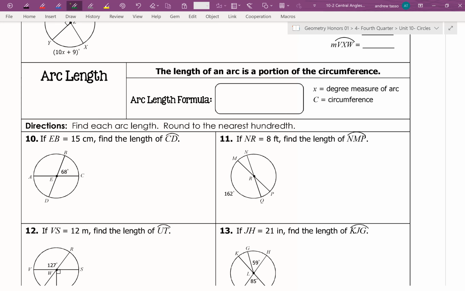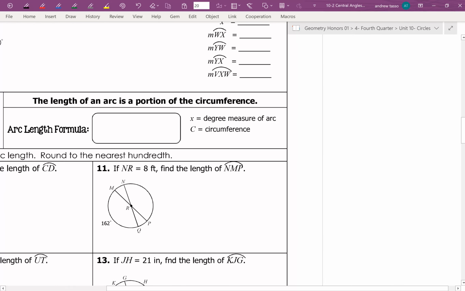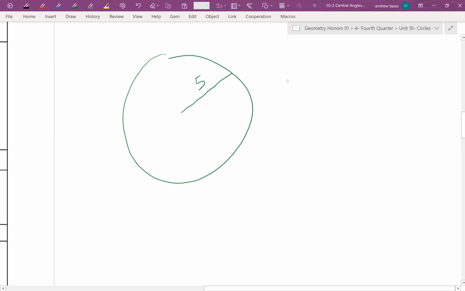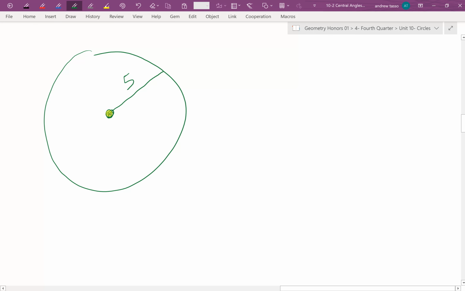All right, so on to the next part. So this is quite important, arc length. So the formula that we're going to be using is the following. Maybe I can start with a quick example. So let's say I have a circle, and let's say I know that the radius is 5. Okay, and let's say I know that I'm going halfway around the circle, right? And in particular, I'm going to say this is 5 feet.